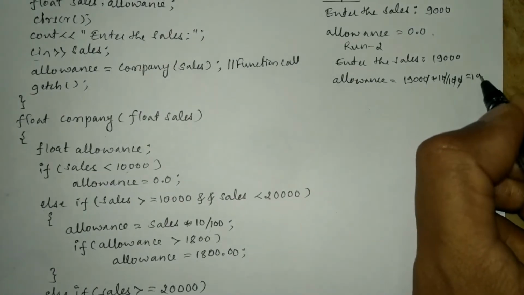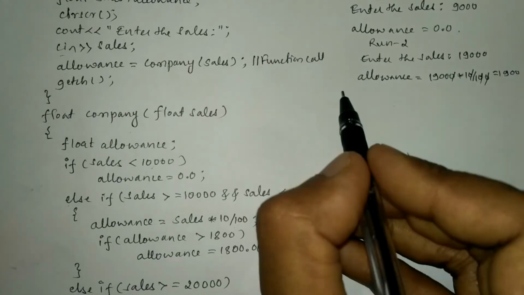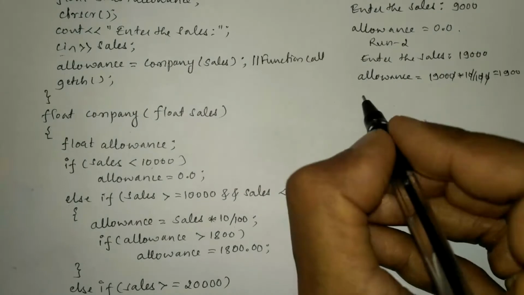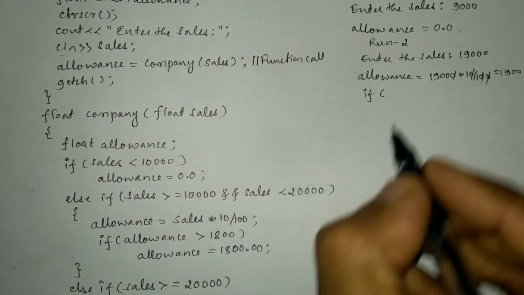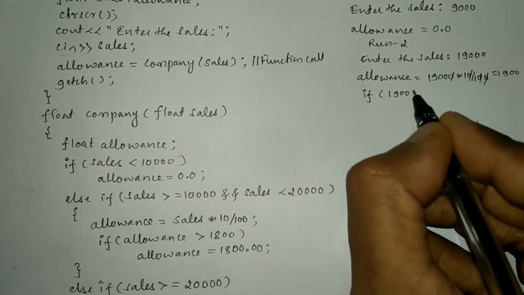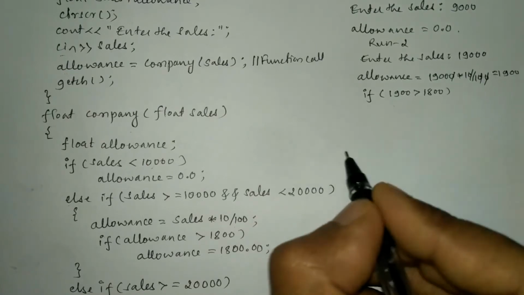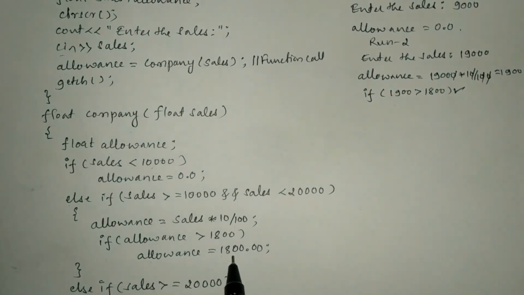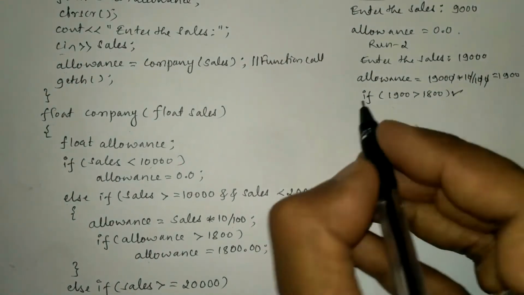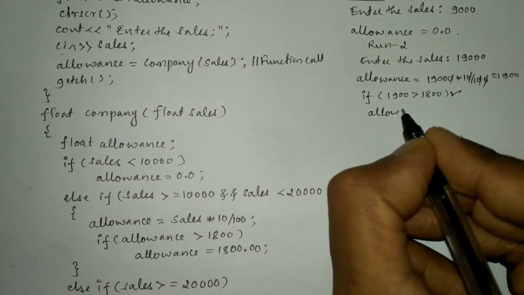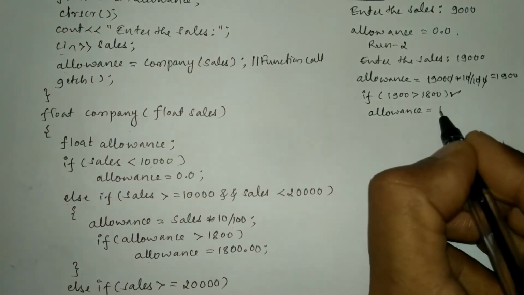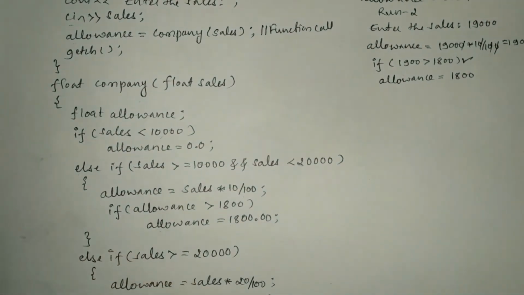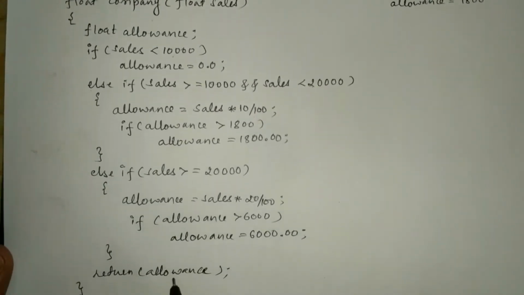So here I'm going to write 1900 will be stored in the variable called allowance, right? Next we are going to check out this condition. If allowance is greater than 1800, so 1900 is greater than 1800. Yes, it is true. If it is true, then we have to set 1800 only, not 1900. So what we can do here is we can set the variable allowance to 1800, and then control comes out of this selection statement and it is going to return the allowance.